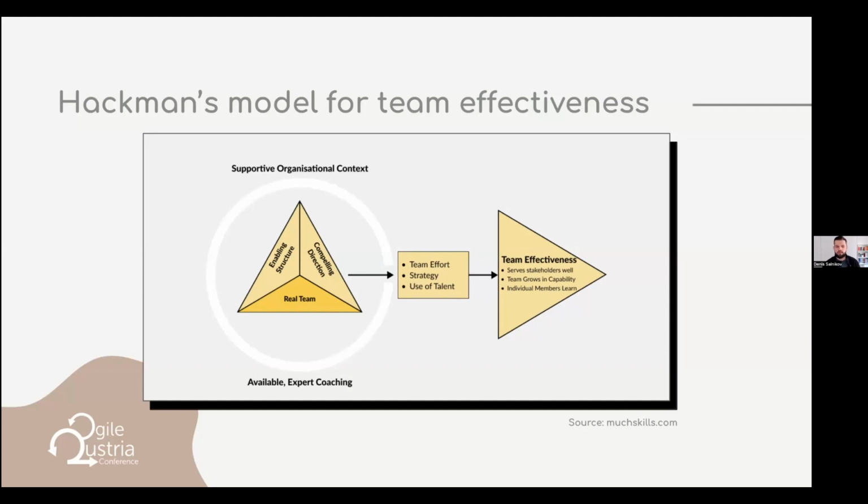So what we see here is that we first of all need to have a real team. We need to have a compelling direction, that is similar to Daniel Pink's purpose. And what we also need to have is an enabling structure, meaning that the company is structured in a way which enables those teams to pursue that compelling direction in an efficient way and takes away any waste in the structure or in process which undermines the team's performance.